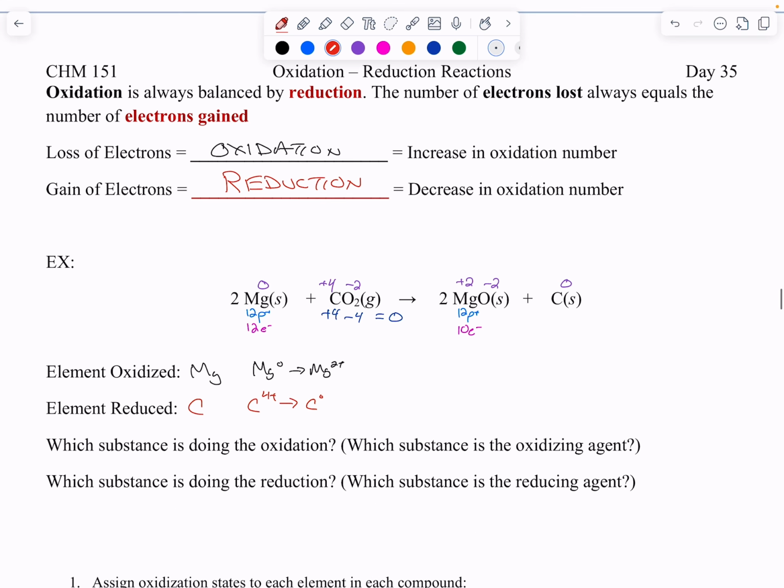All right, now elements get oxidized and reduced, but substances, it can be an element, but substances are the agents. So what substance is doing the oxidation? That substance is CO2. And what substance is doing the reduction? Mg. All right? So carbon dioxide is the oxidizing agent. It causes the oxidation to occur. Magnesium is the reducing agent. It causes the reduction to occur. All right.